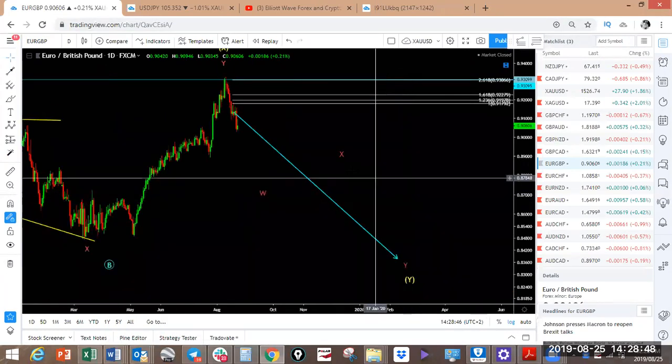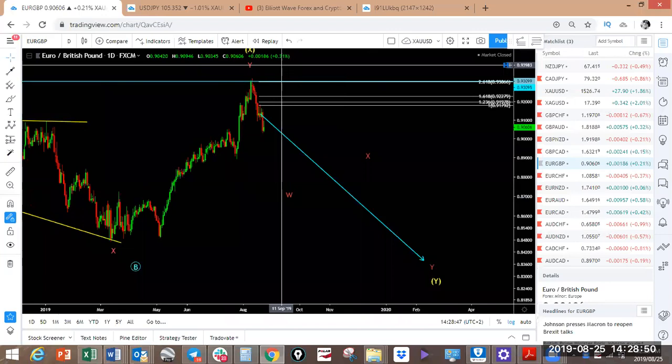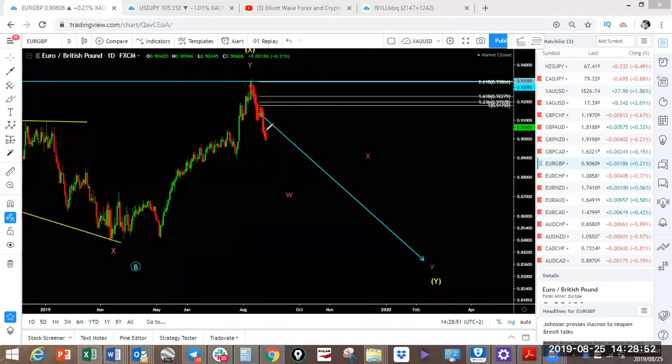You can see we've got an impulsive move. What do we want? We've gone down in three waves. What we want here is a pullback to enter this. All right, that's euro pound.